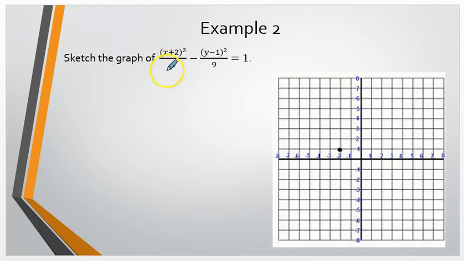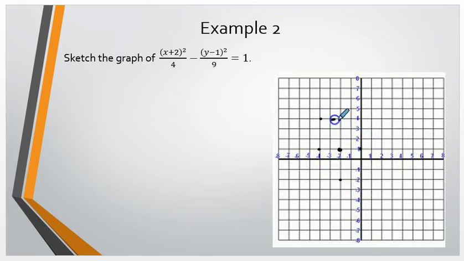The number underneath x, if I take the square root of it, it's 2. So I'm going to go right 2, draw a dot, and left 2, draw a dot. And then for the numbers underneath y, square root of 9 is 3. So I'm going to go up 3 and down 3, because y always dictates up and down motion. So here you can see the ends of my box.